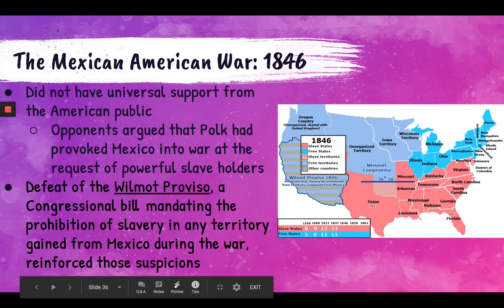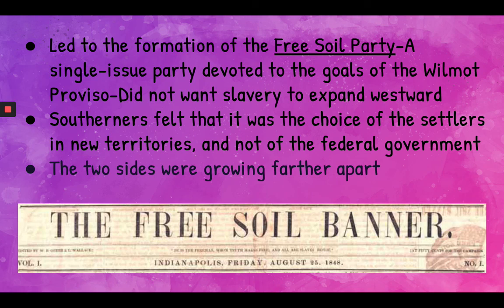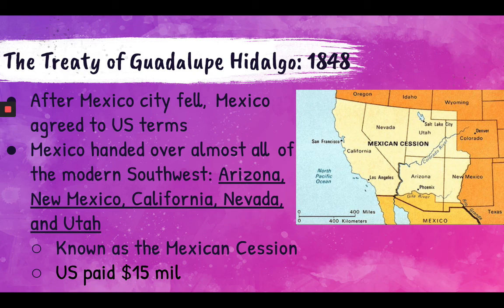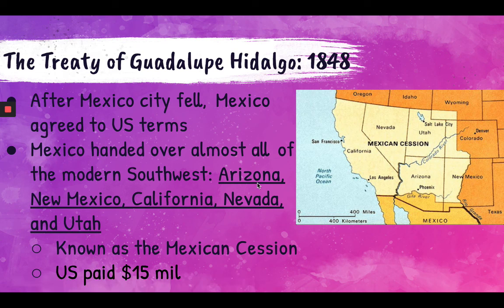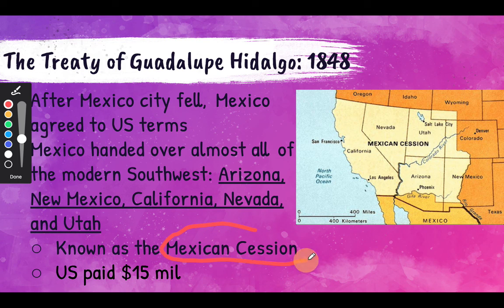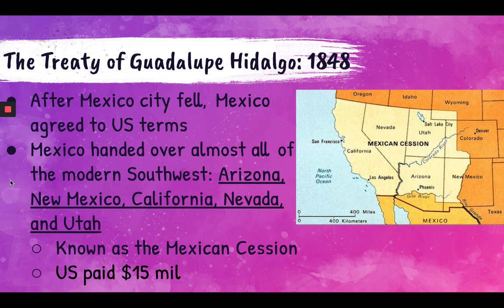So the Mexican-American War concluded with the Treaty of Guadalupe Hidalgo, in which the United States gained the soon-to-be states of Arizona, New Mexico, California, Nevada, and Utah. And this event of gaining this land was known as the Mexican Cession, and the Mexican Cession completed Manifest Destiny and westward expansion. Let me go back and see what I just skipped.